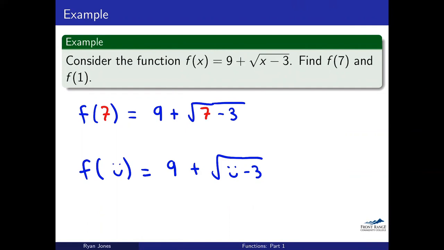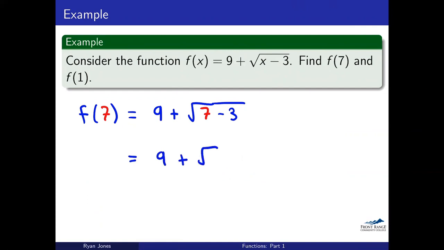So just to be very clear, it's just a replacement. Instead of an x, I'm going to put a 7. Instead of an x, I'm going to put a smiley face, and we're on our way. And so just some simplification, square root of 4 equals 9 plus 2 equals 11. Yay, we got our point. We know that (7, 11) is on this graph of the function. It satisfies it. All fine and dandy. We got f of 7. Great. Let's go ahead and do f of 1.